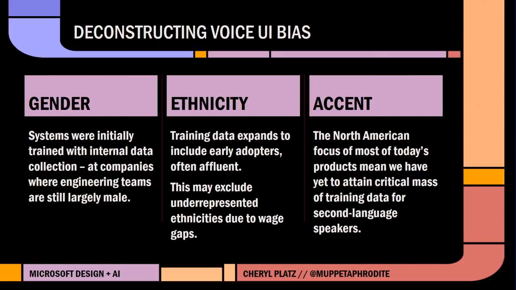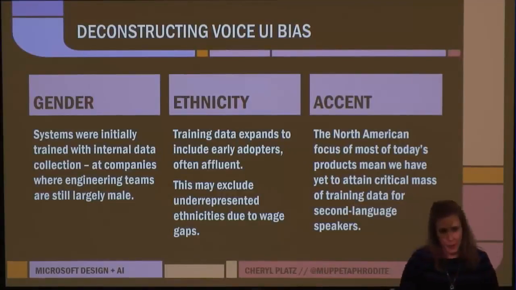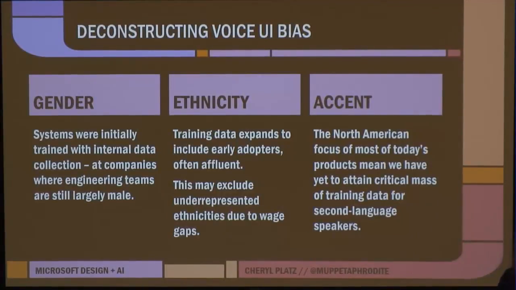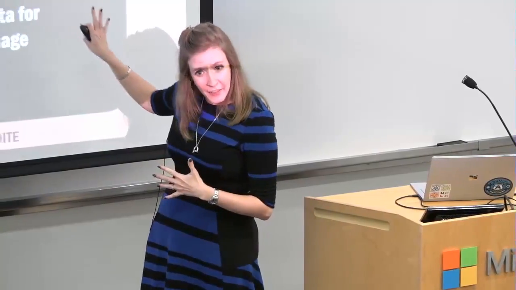So to deconstruct those factors that are impacting our voice UI bias, we have gender. Systems were initially trained with internal data collection at most of these companies, and we know that even though we've come a long way, even in the most balanced engineering groups at Microsoft, it's approaching 25% female representation. And so if you're at Amazon or at Microsoft and you are limited in your pool to people who have signed full-time employment NDAs, you are not going to get a fully representative gender spread as hard as you try. And those that you do get probably won't give you enough of a matrix across these other elements.